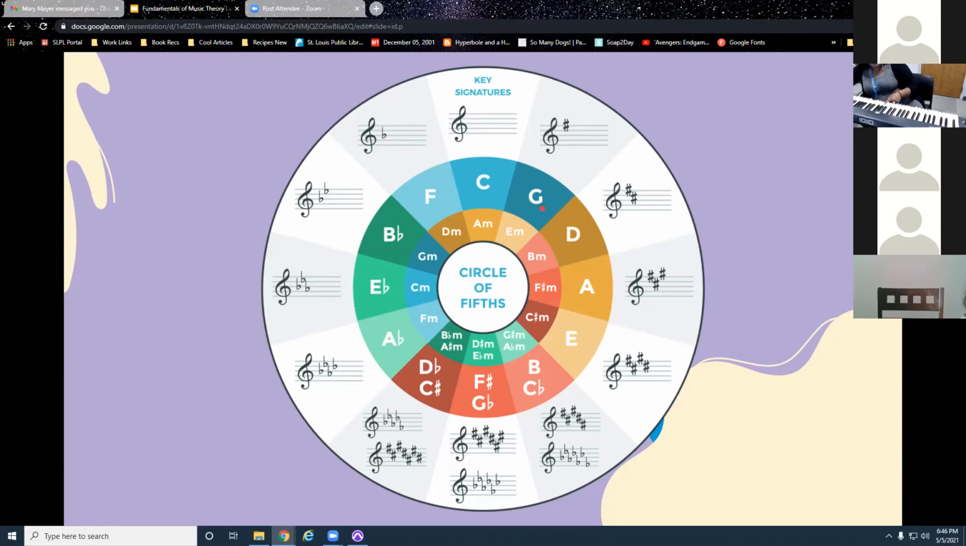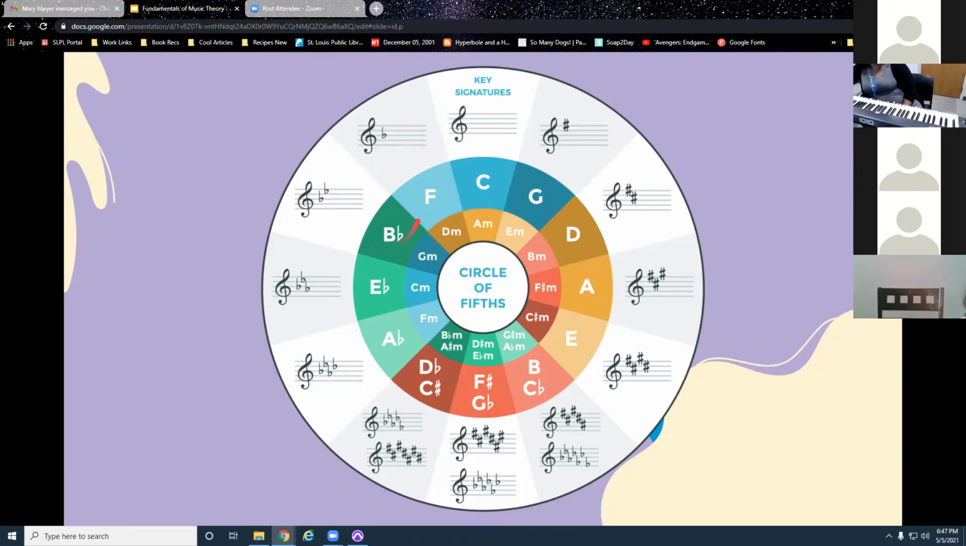1, 2, 3, 4, 5. And look where we are there. We're on D. And now D has 2 sharps. And so that's how it's going to go. So we go back the other way, we end up on B flat. So we're just going to keep going up and back based on these scales.